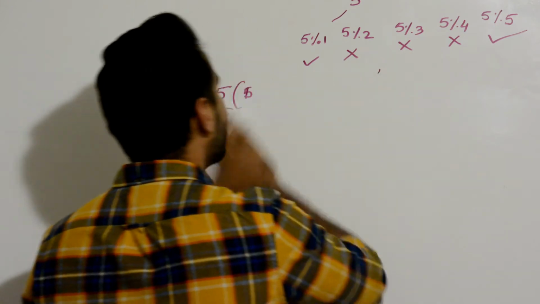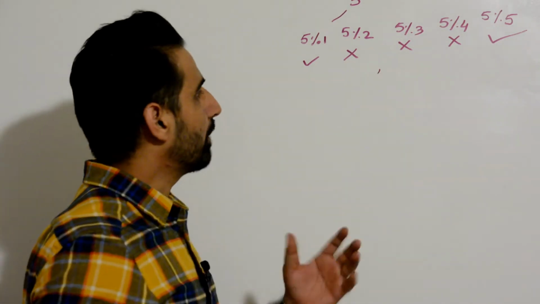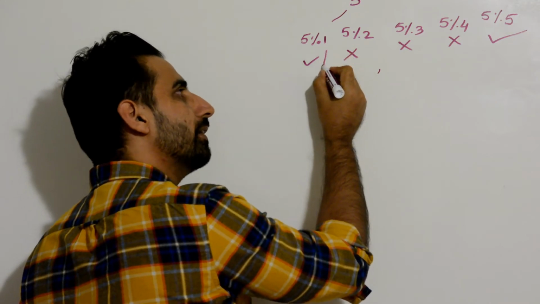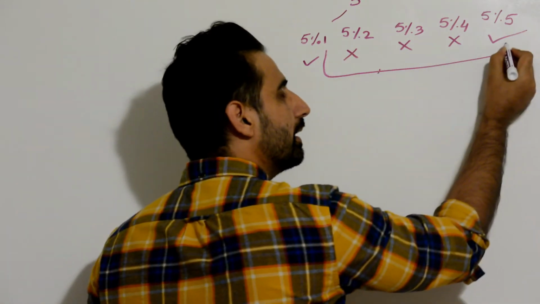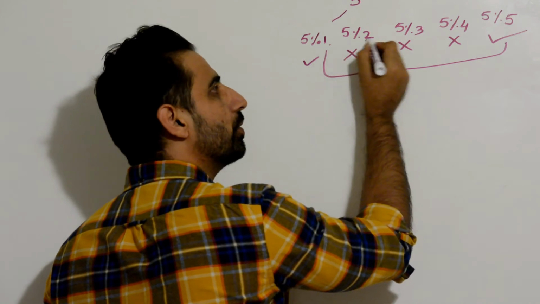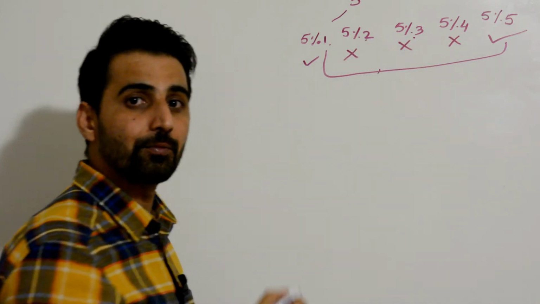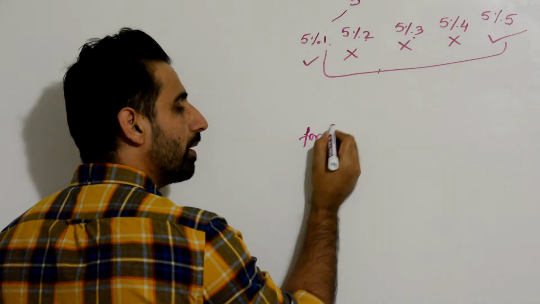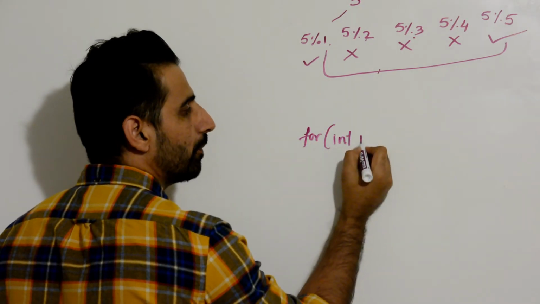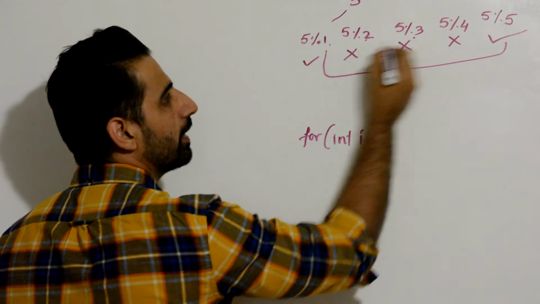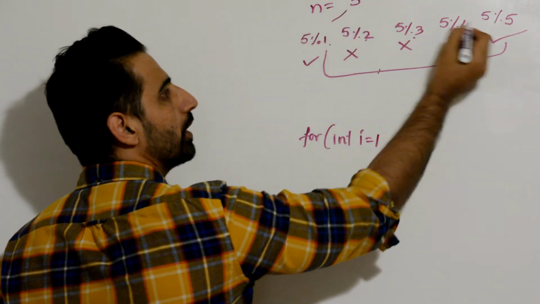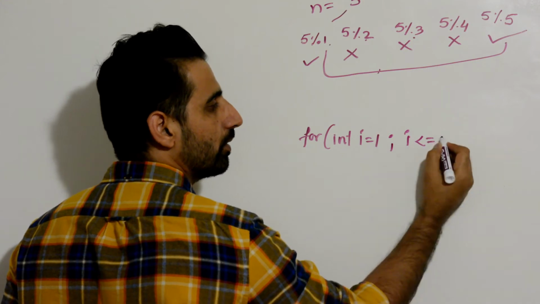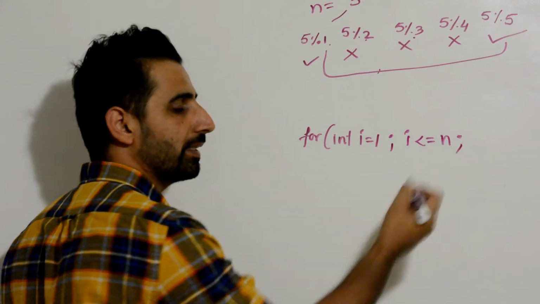So for that reason, for a prime number, we should start dividing from 1 and go till itself. 1, after 1 it is 2, then 3, then 4, and then 5. So we can use a for loop, and the for loop will always start from 1, and where will it go? If the number is 5, it will go till the number, so i less than equals to n.